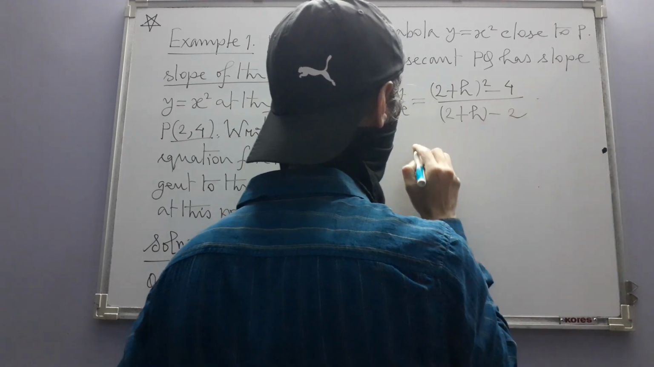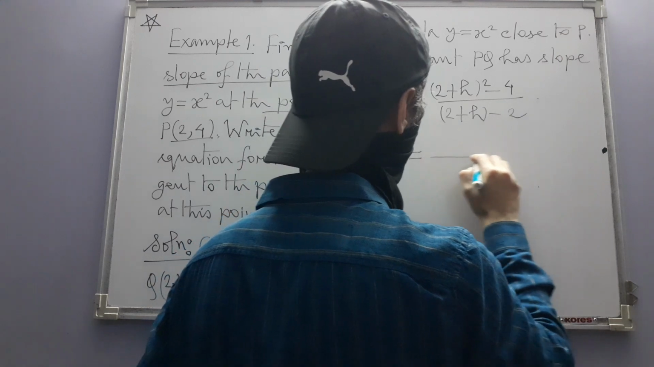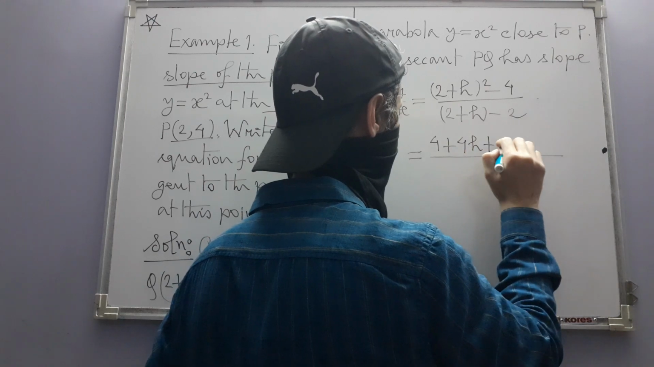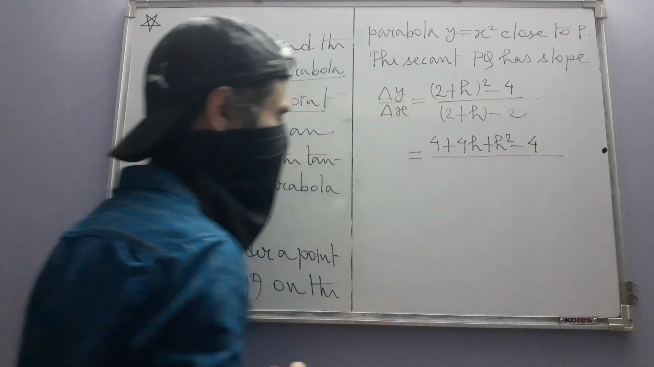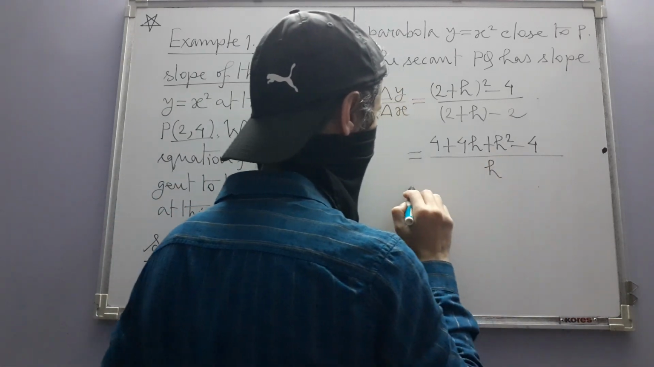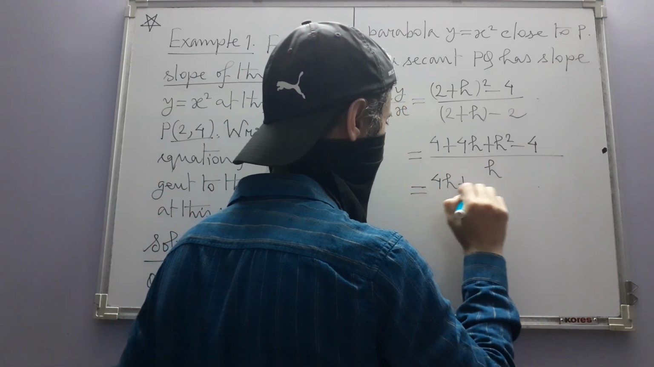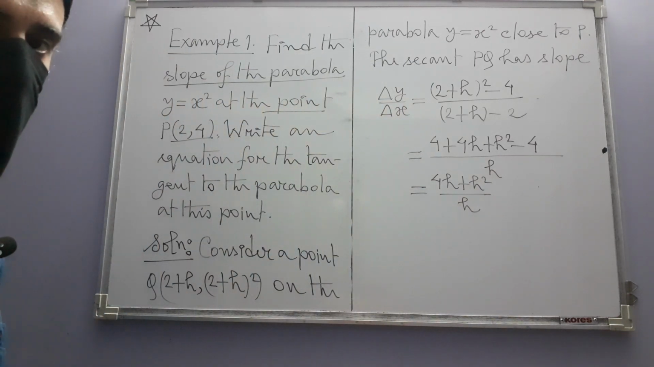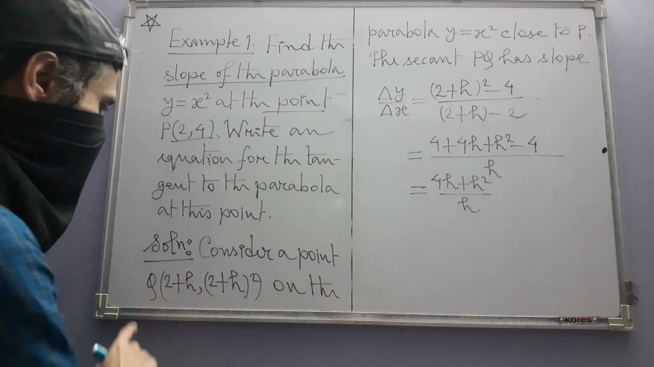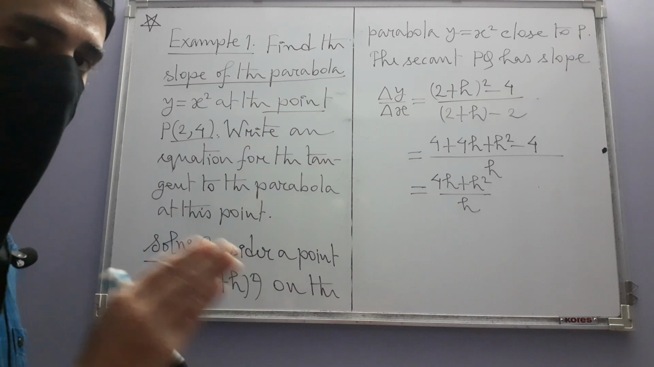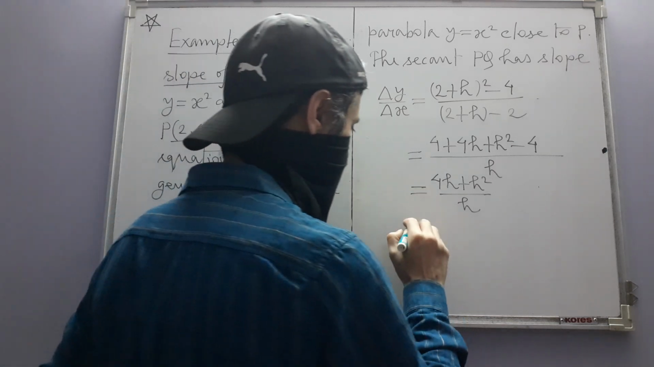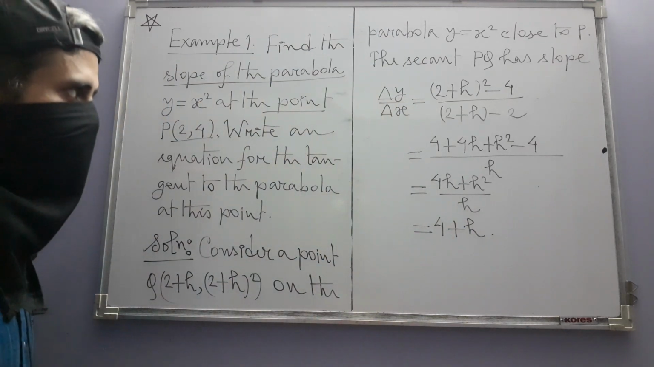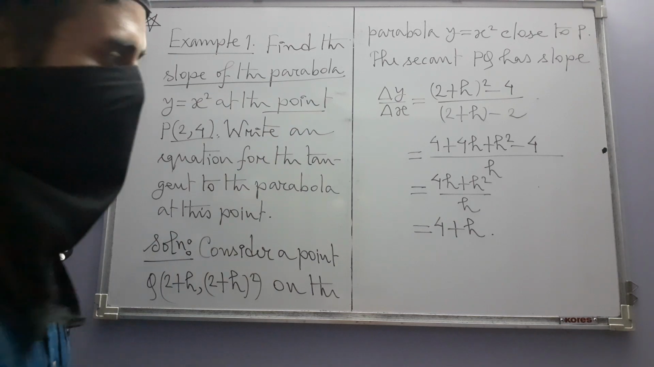So this becomes, let me write it here, if you expand this, 4 plus 4h plus h squared minus 4, divided by h. So that gives you this. Now h of course is not equal to 0 because we are not assuming the point Q to be the point P itself. Very close to P but not equal to P, which is why you can cancel h and the slope reduces to this simple form.